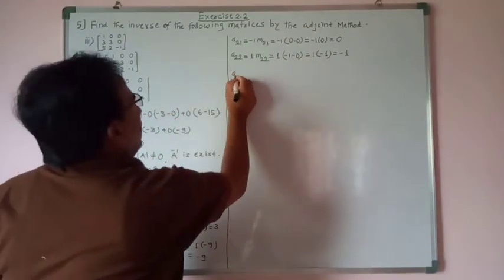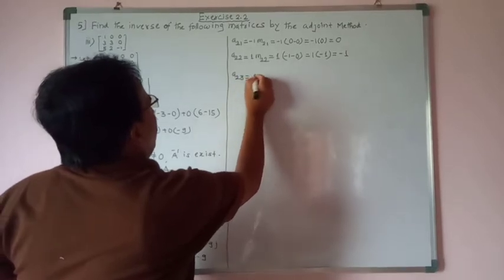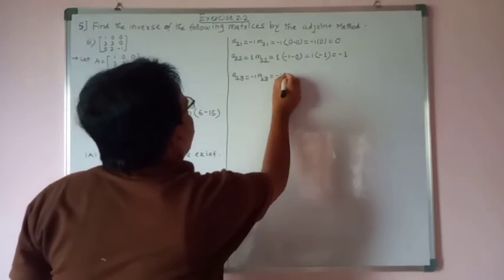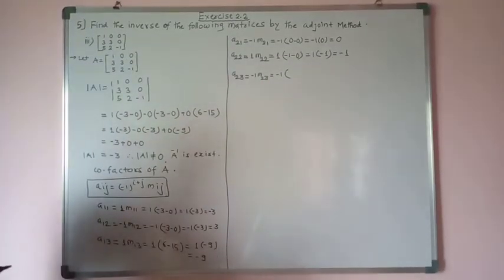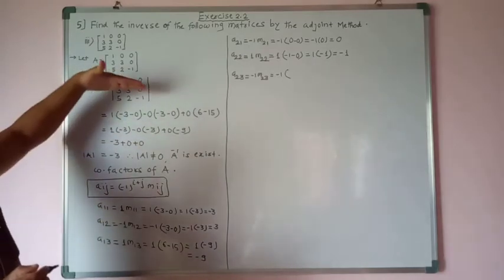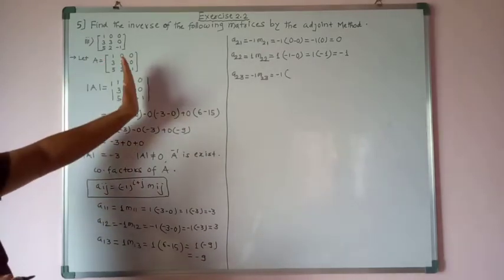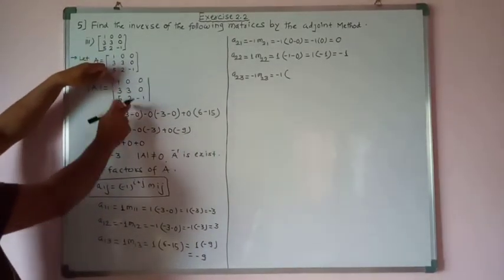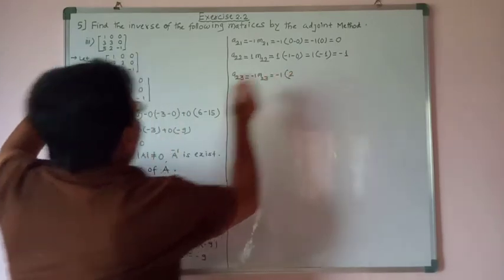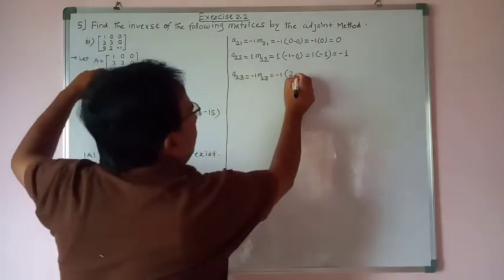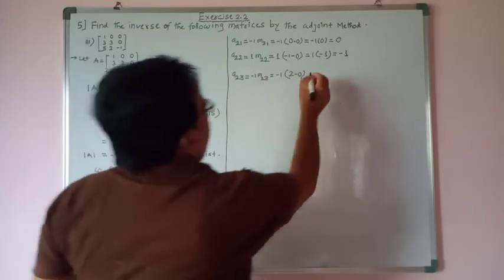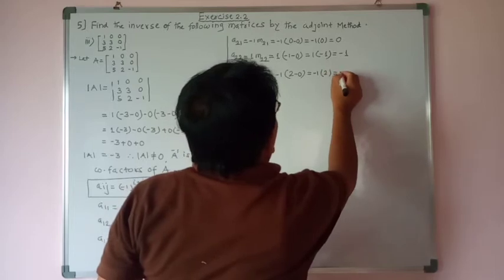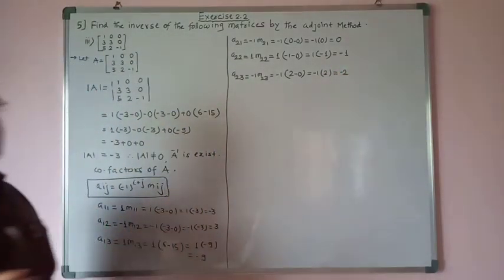Therefore, A23 is minus 1 into M23. What is the value of M23? Leaving off the second row, third column, we use the cross product. 1 into 2 is 2, and 5 into 0 is 0. 2 minus 0 is 2. Minus 1 into 2, so this cofactor is minus 2.